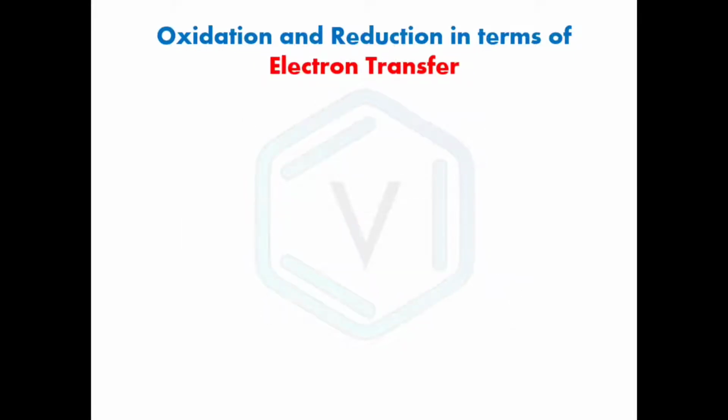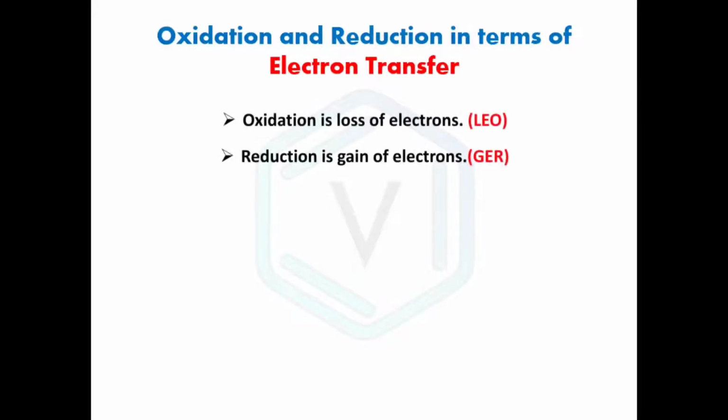Now let's define oxidation and reduction in terms of electron transfer. Oxidation is loss of electrons, LEO, loss of electrons, oxidation, and reduction is gain of electrons, GER, gain of electrons, reduction.